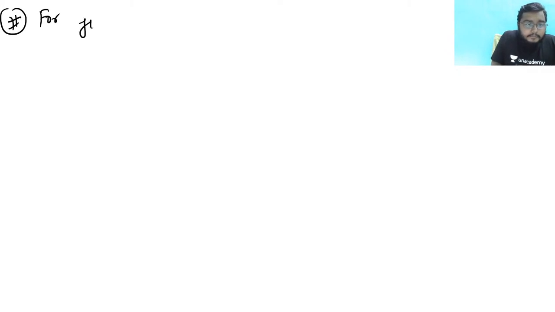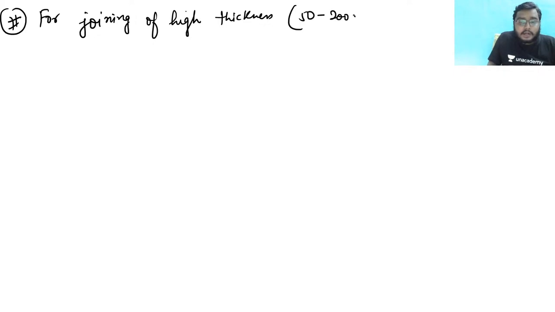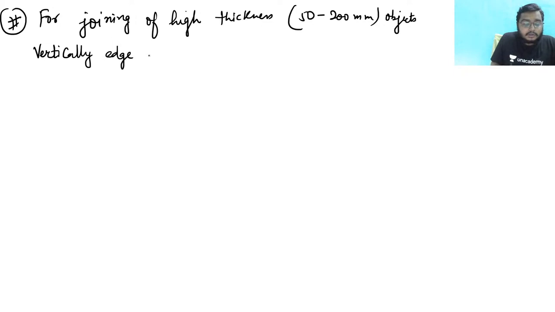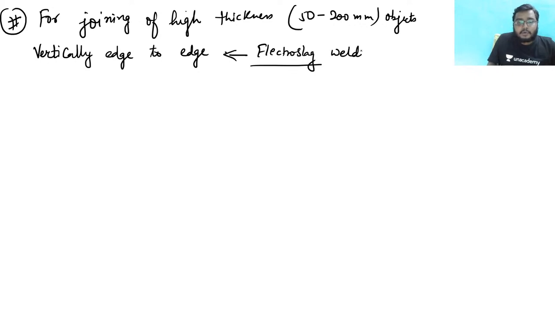So for joining high thickness objects, and what is the high thickness? That is in the range of 50 to 200 mm. I have already told you. So for joining high thickness objects vertically, edge to edge, electroslag welding is used. Fine. So electroslag welding is used to join very high thickness objects vertically, edge to edge.